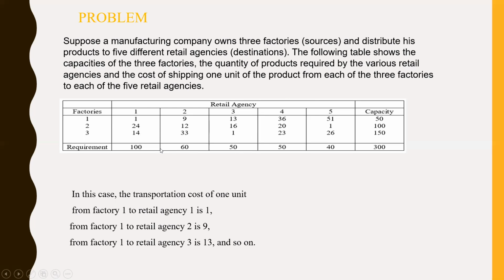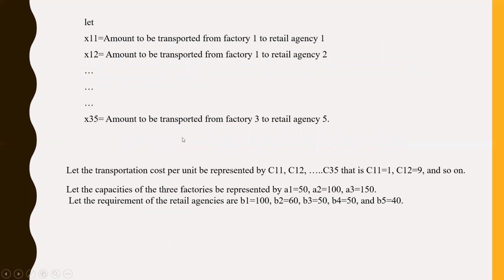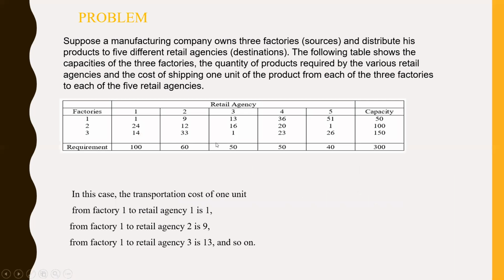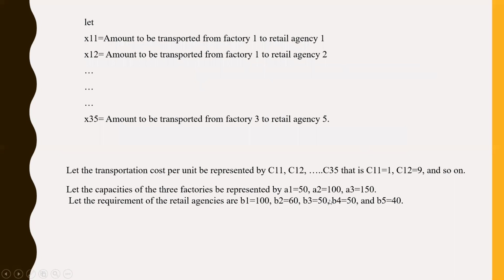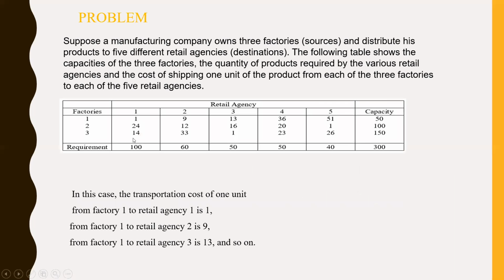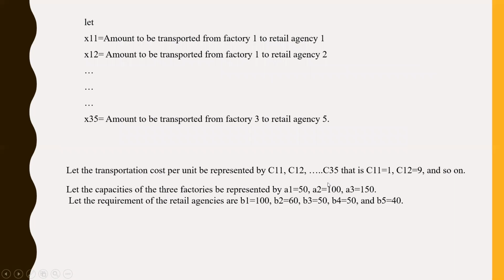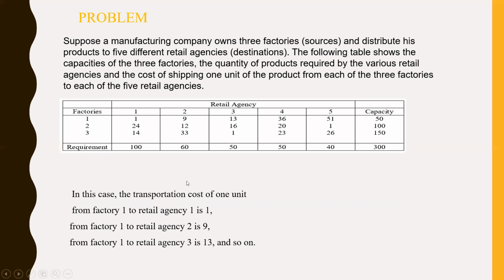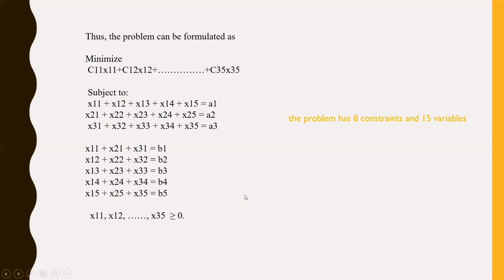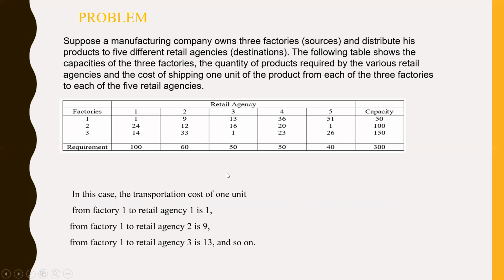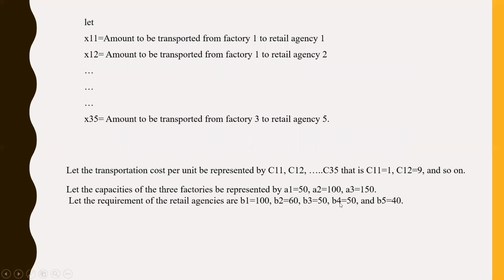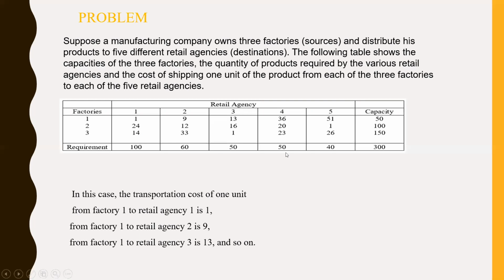Let the capacities of the three factories be represented by A1 equals 50, A2 equals 100 and A3, factory 3, equals 150, and let the requirements of the retail agencies be B1 which is 100, B2 which is 60 and B3 which is 50, B4 which is 50 again and B5 which is 40.